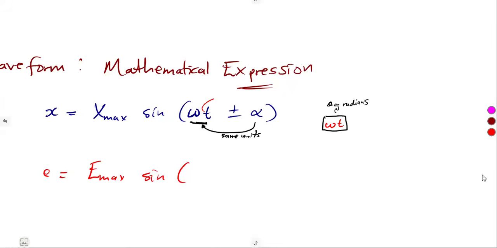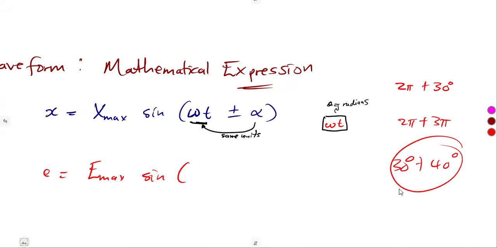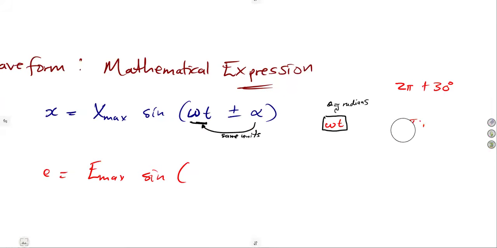These two are to be added. You cannot add 2 pi radians, then you add to 30 degrees. This does not make sense. These are supposed to be the same for you to add. If it is 2 pi plus 3 pi, it's fine. If it is 30 degrees plus 40 degrees, it's fine. Same units. This is what I'm trying to say. So that is the alpha that we see there. It is also an angle, just like the whole of this omega t, the product.